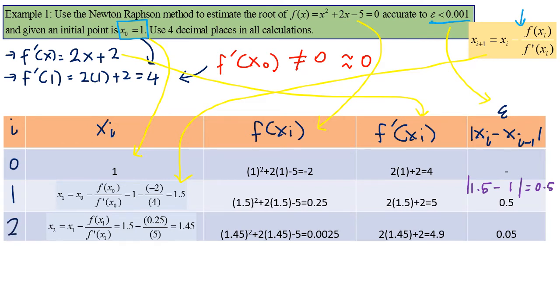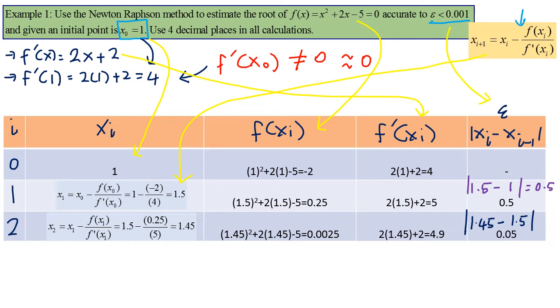Iteration number 2, you find x2: use the previous value and substitute into the formula. Make sure you're not careless, okay? In numerical methods, the solution is very easy to do, but you have to be very careful because if you substitute the wrong value, it will affect the rest of your solution. Then substitute into f(x), find f(x2), find f prime x2 as usual, and then find the epsilon, where 1.45 minus 1.5, which is the previous x, so you get 0.05.